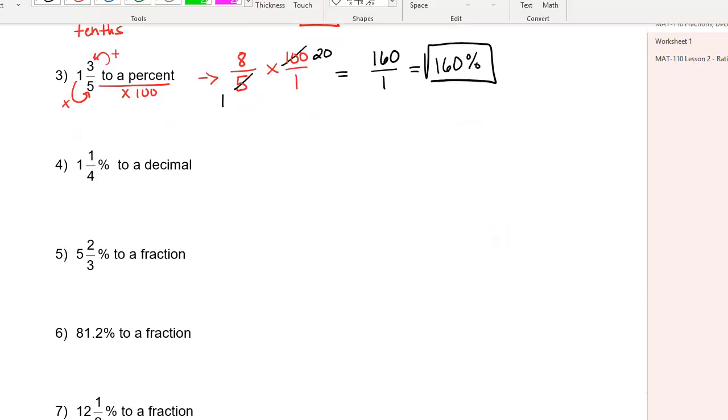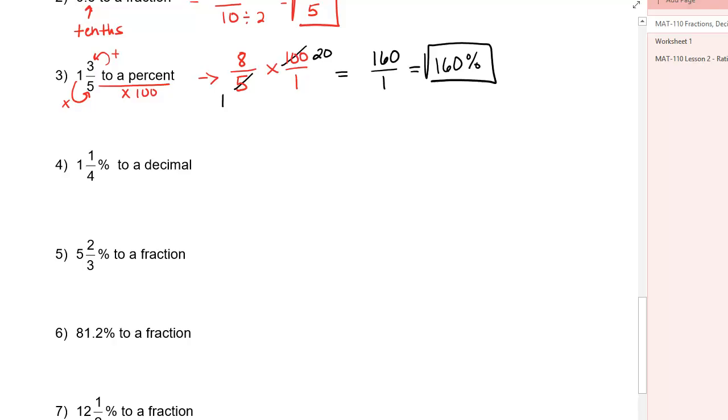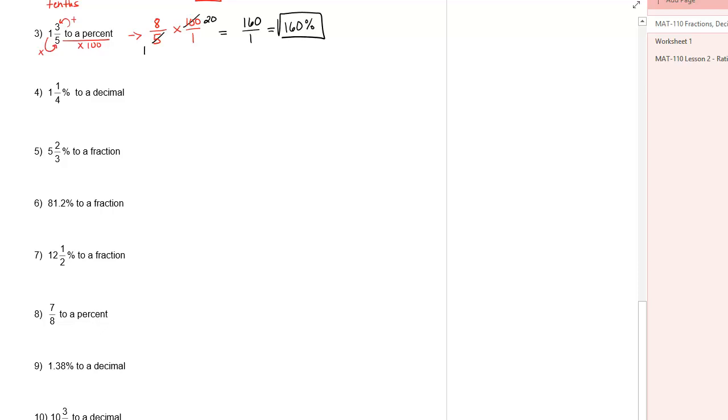In number 4, we want to change a percent to a decimal. Remember that when you're changing a percent to a decimal, you're going to divide by 100. So 1 1/4 as a mixed number, well, 1 times 4 is 4, plus your 1 is 5. So that gives me 5/4 divided by 100. Because remember, the percent signs are going to cancel.